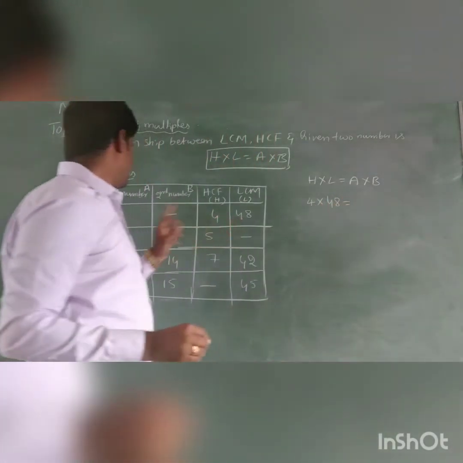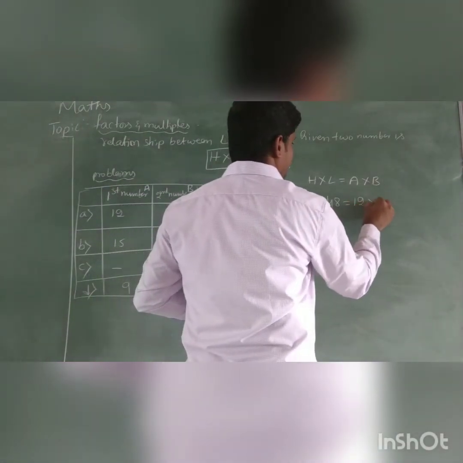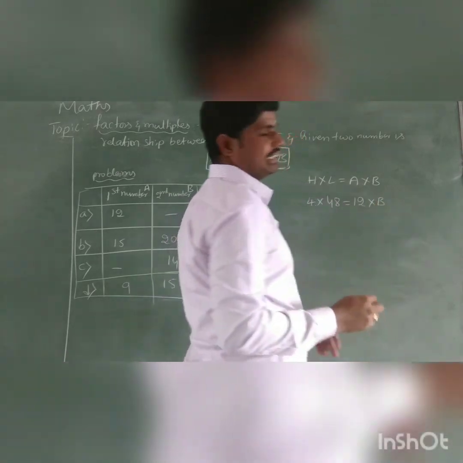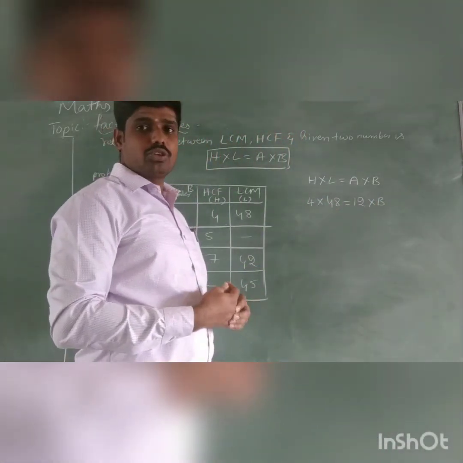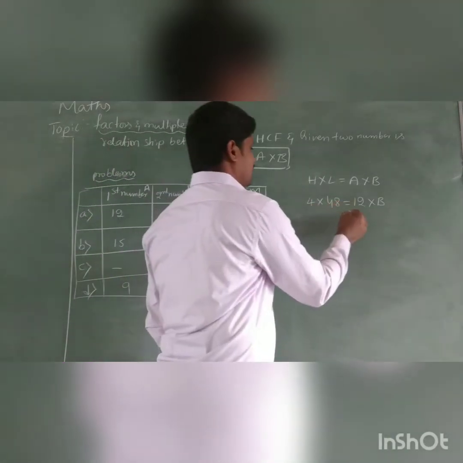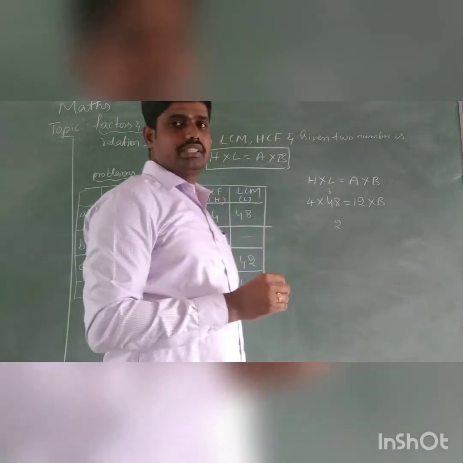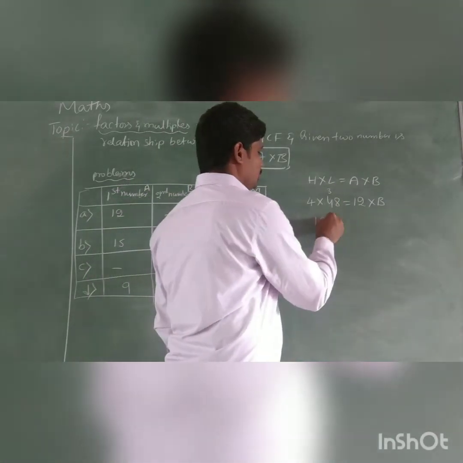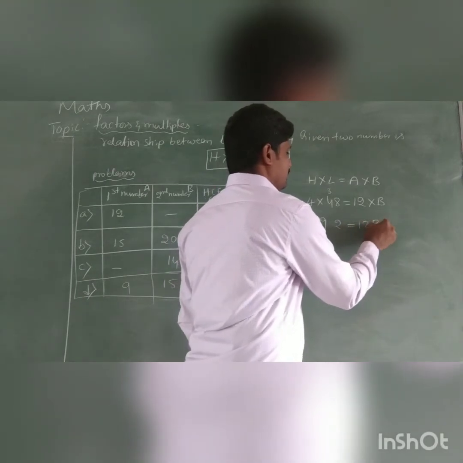What is the value of A? A value is 12. What is the value of B? We don't know, that's why we write it as it is. Now multiply 4 into 48. 4 eights are 32, write 2 and carry 3. 4 fours are 16, 16 plus 3 is 19, so 192. On the other side, 12 into B is 12B. Find the value of B.